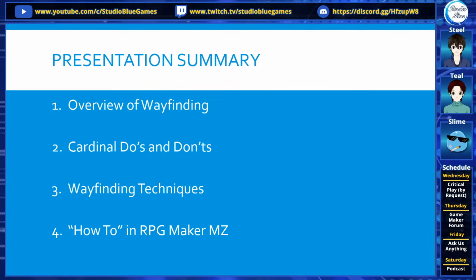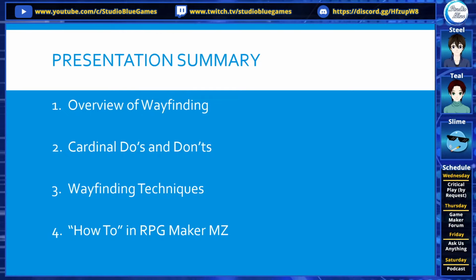So the summary is going to be 3 basic talking points and then a physical presentation of how to. Right. So we'll do an overview, and then we'll go over some cardinal do's and don'ts. We'll go through some wayfinding techniques, and then as Steel said, we're going to actually do some of this. Right. In real time. Yeah.